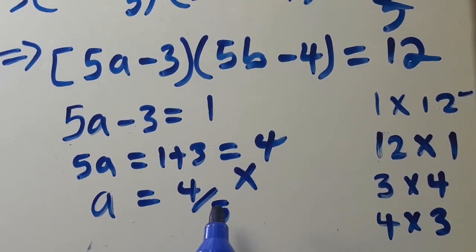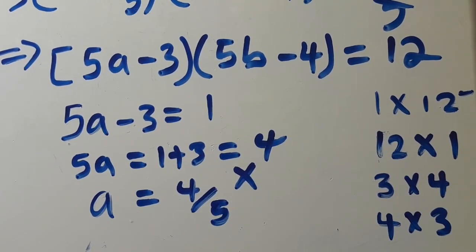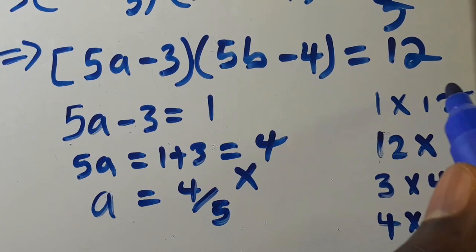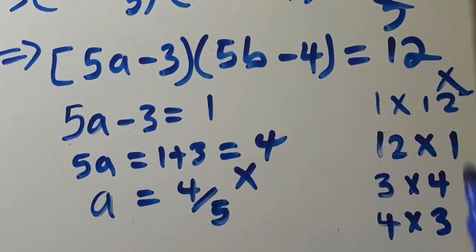So we don't want this fraction. We want a normal real number that is not a fraction. We don't want a decimal. So we don't want this solution. This is wrong. So we also consider this one.